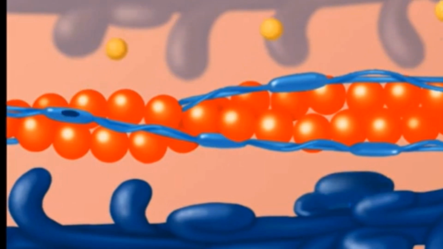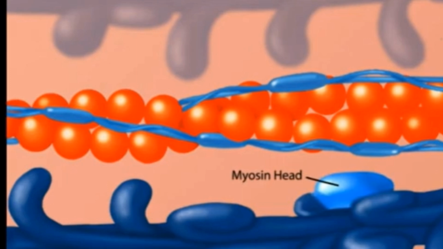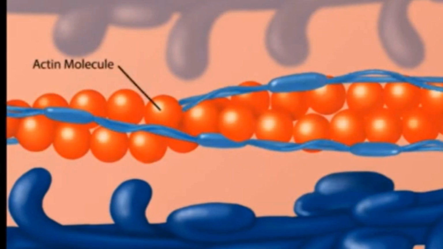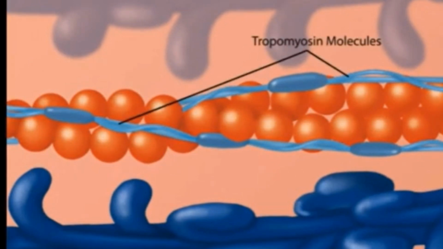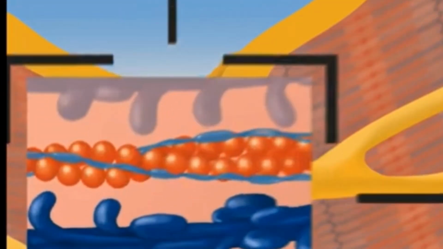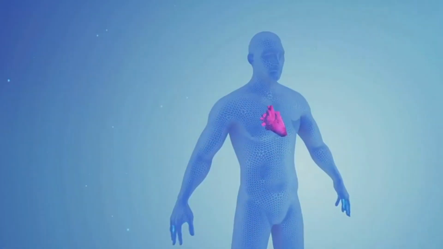This relaxation phase is just as crucial as the contraction phase. It allows the heart chambers to refill with blood, preparing for the next heartbeat. The cycle of contraction and relaxation, driven by the ebb and flow of calcium ions, ensures the heart's continuous pumping action.